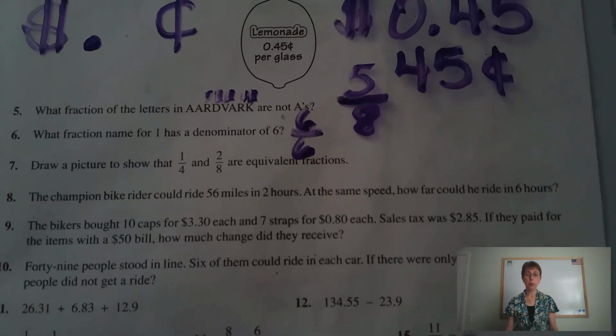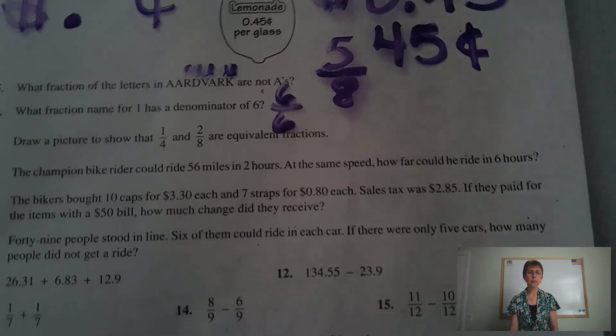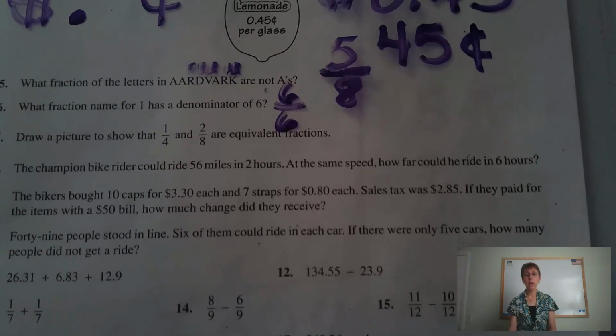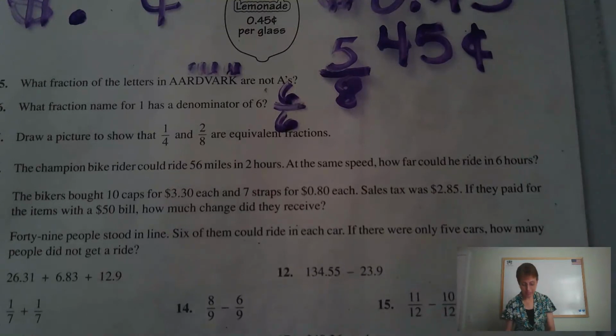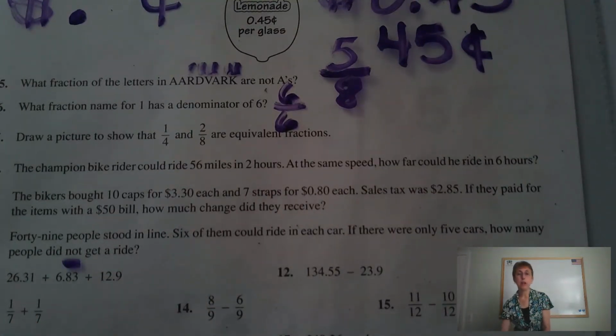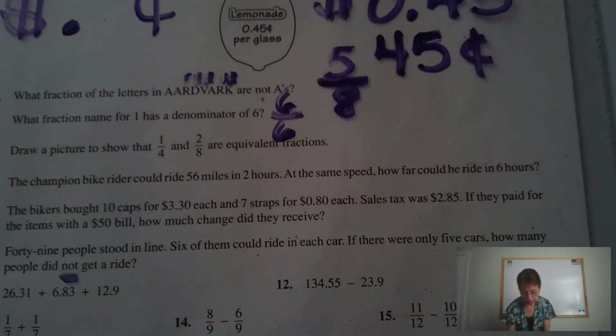Okay, a lot of work going through that one, but you can certainly do that if you just work carefully with it. Okay, and then number 10, it says 49 people stood in line. 6 of them could ride in each car. If there were only 5 cars, how many people did not get a ride? Again, it's not that it's a difficult problem. It's just one you're going to need to work through step by step.